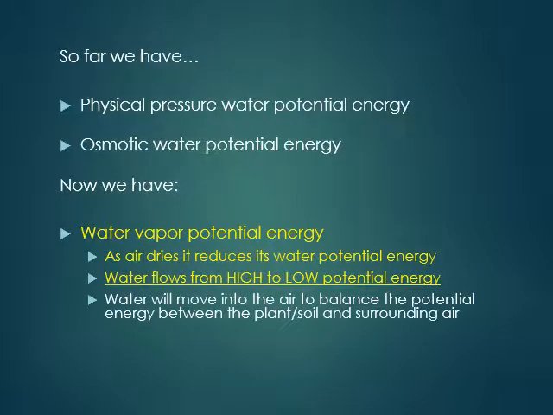So what exactly is it? As air dries, it reduces its water potential energy, or vapor potential energy. So remember, with potential energy, that diagram where water goes from high to low, just like a waterfall. It goes from high gravitational to low gravitational, or from high osmotic potential to low osmotic potential. So it goes from clear water to sugar water. With water vapor, it goes from high water vapor to low water vapor pressure. So high vapor potential energy to low water vapor potential energy. So that downhill flow is important to understand.